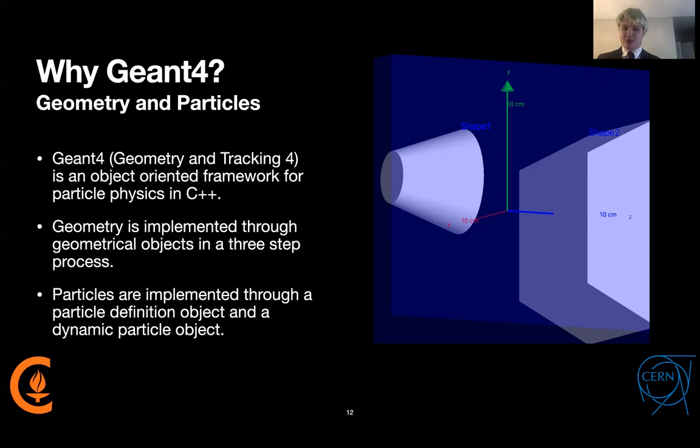Geant stands for geometry and tracking, which are two important aspects of our simulation. Geometry in Geant4 is super easy to implement. It is a three-step process in which a detector element is first encoded with just its shape and size, then is given properties such as materials, fields, sensitivity, and is then placed in the overall world. Particles are also implemented simply by first defining a particle by its properties such as mass or color in a particle definition object, and later creating a dynamic particle object.